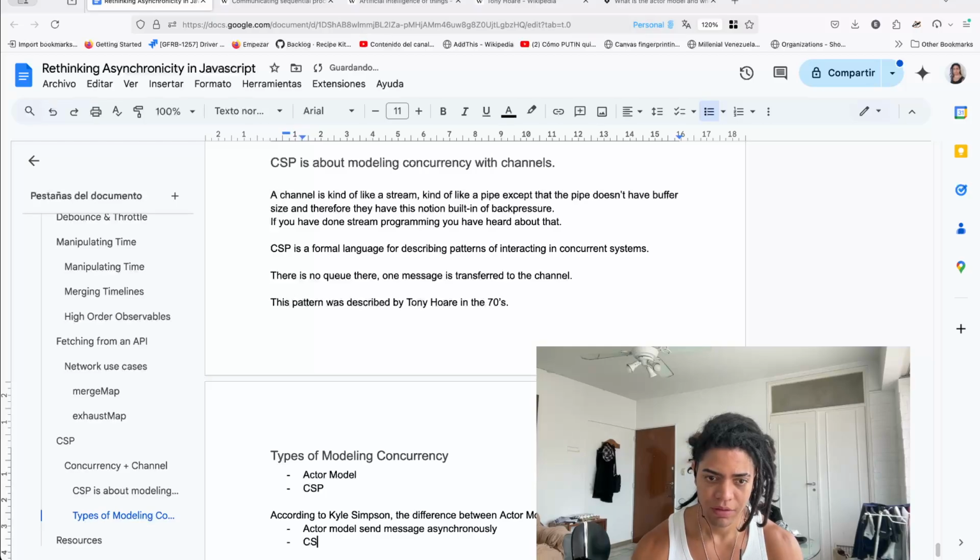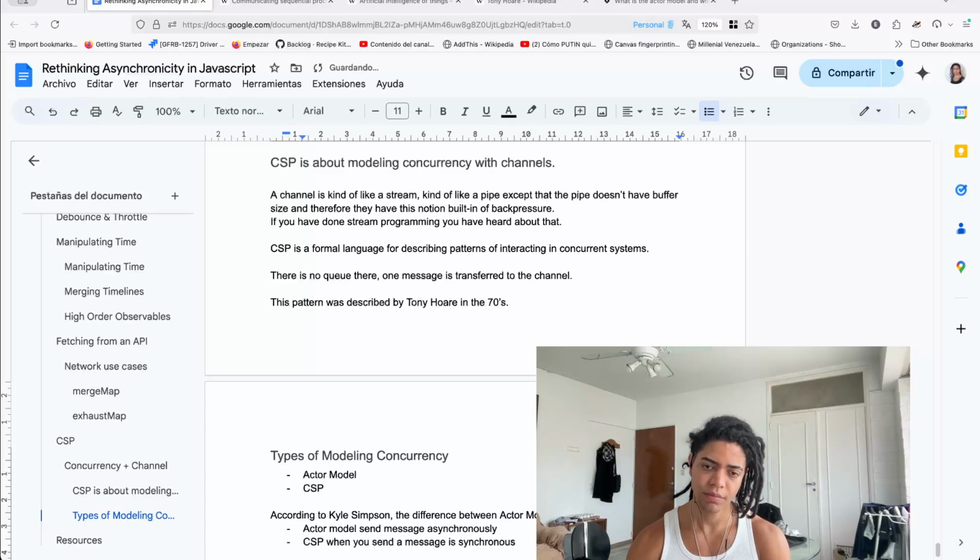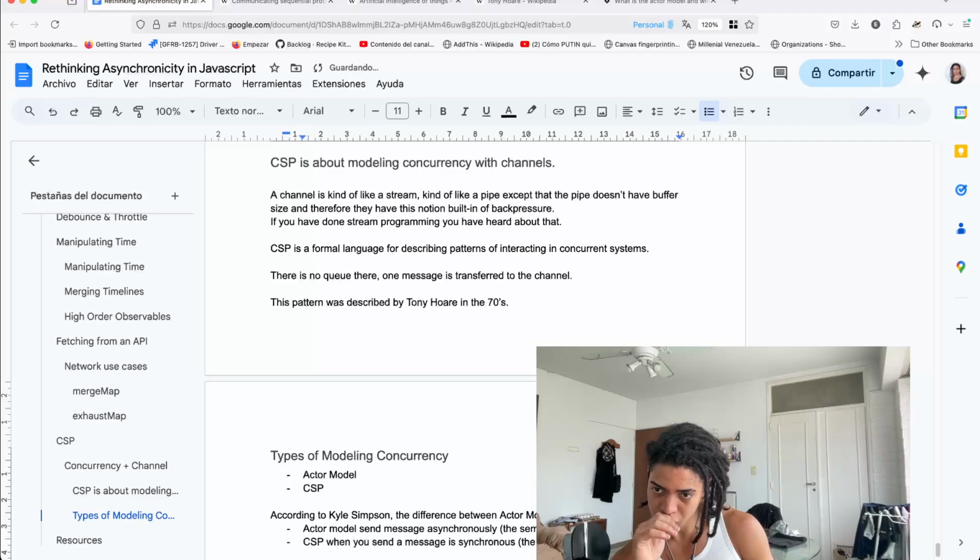CSP, when you send a message, is synchronous. At least the semantics are. It's very synchronous. When I want to send a message, there has to be somebody on the other end that's ready to take it, because my host can only accept one message at a time. Okay? That's the major difference. If you've heard about actors, it's the major difference between synchronous message passing with CSP versus asynchronous message passing.